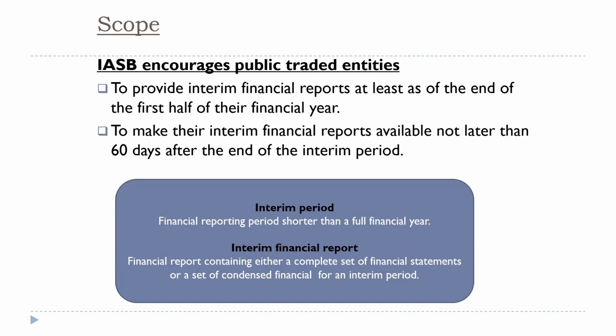Interim period is a period shorter than the full financial year. The full financial year, in India, runs from 1st April to 31st March. We have quarterly reports which run for 3 months. So that 3-month period or 6-month period can be considered as an interim period. An interim financial report contains either a complete set or a condensed set of financial statements. That's a choice given by IS-34.